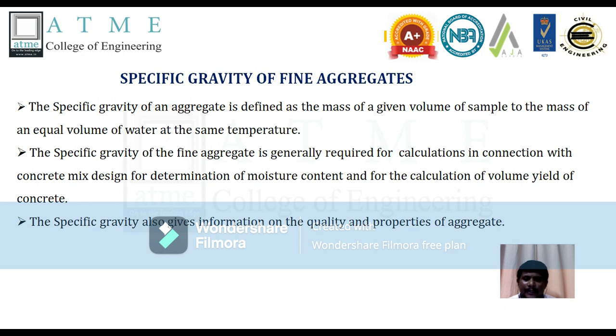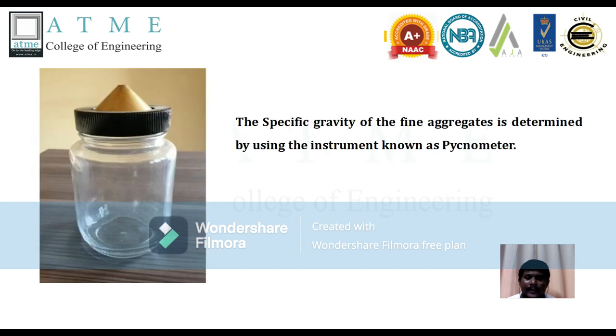The specific gravity of the fine aggregate is generally required for calculations in connection with concrete mix design, for determination of moisture content, and for the calculation of volume yield of concrete. The specific gravity also gives information on the quality and properties of the aggregate.